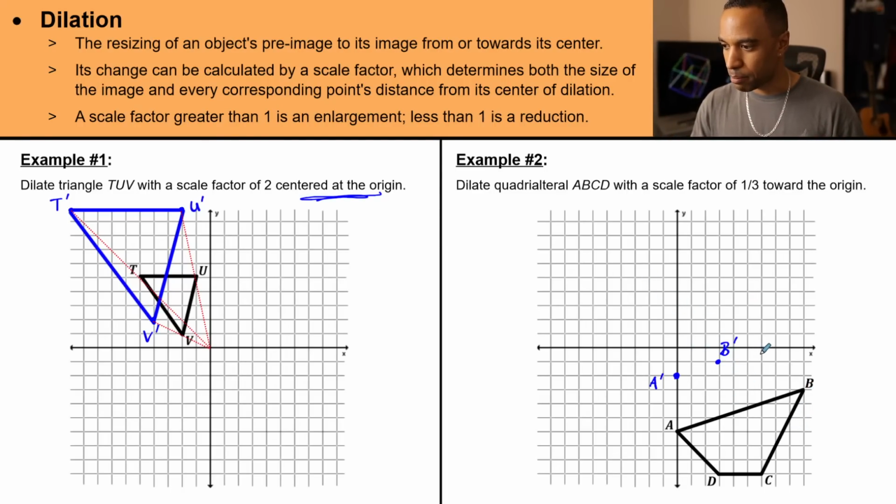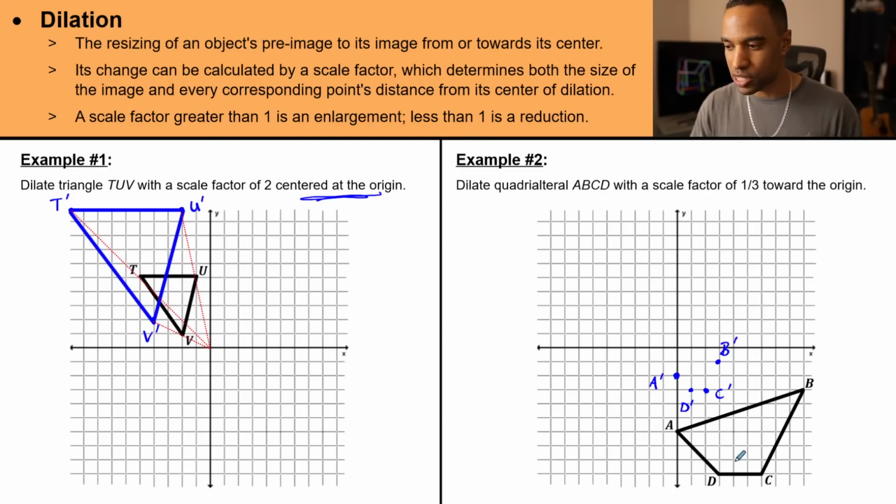C is at, I believe, 6, -9. So now a third of 6 is 2, and a third of -9 is -3. Here's C prime. And D. D is 9 down and 3 to the right. Take a third of those. That's now going to give you 3 down and 1 to the right. Here's D prime.